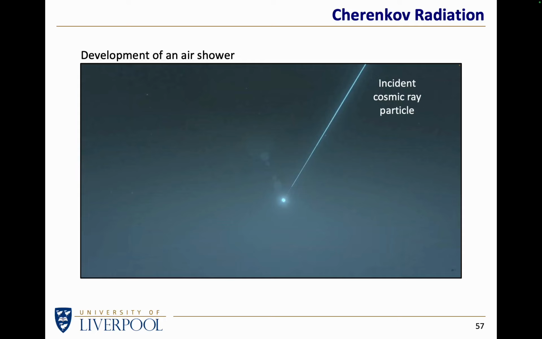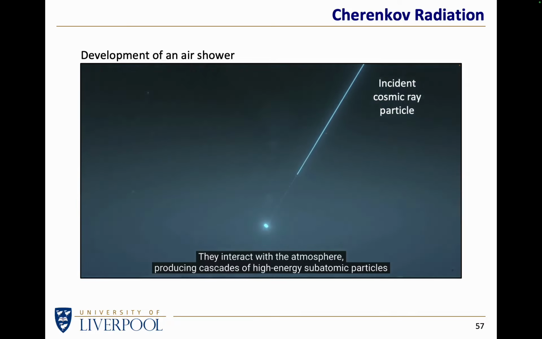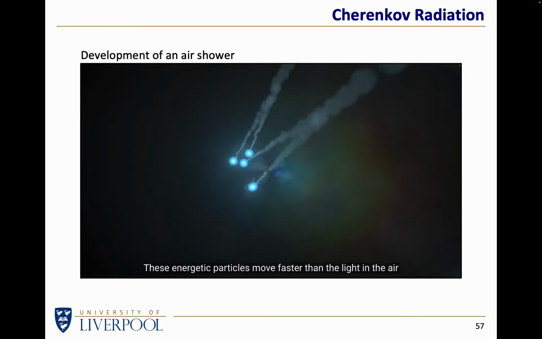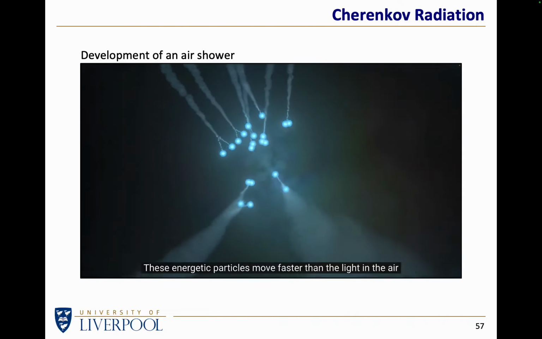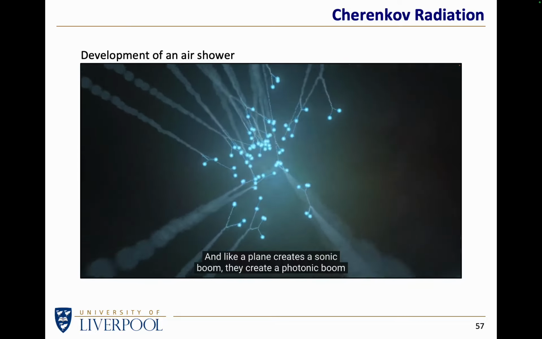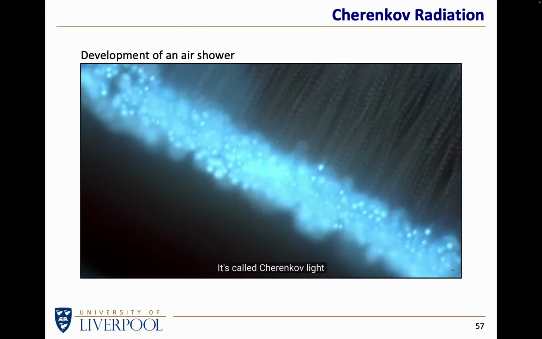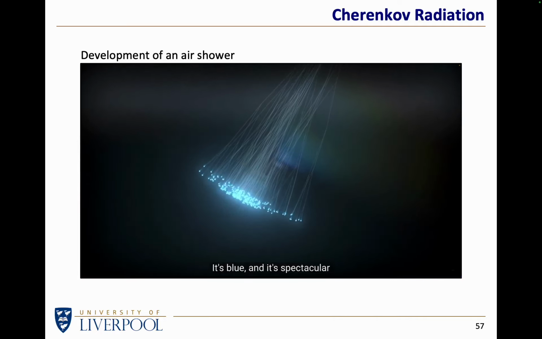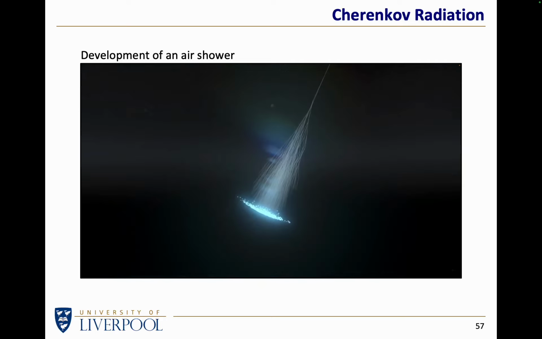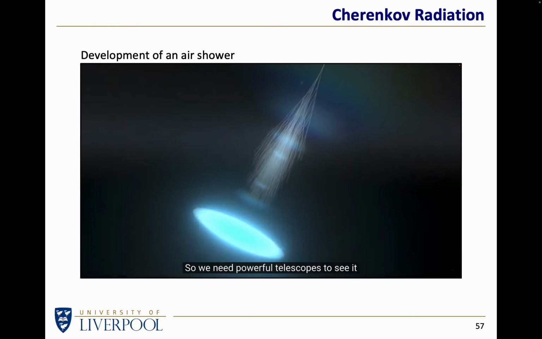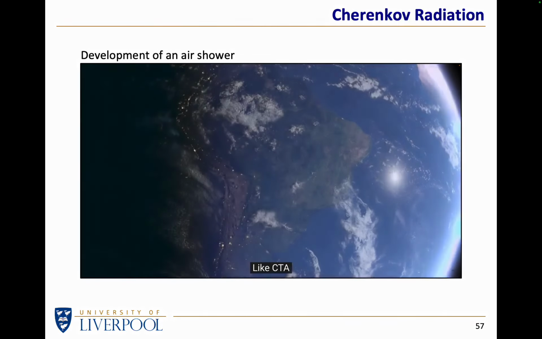So regardless of whether you're traveling through water or through air, you can see this type of radiation. It's called Cherenkov radiation. If we imagine what happens when a hypothetical cosmic ray particle comes in and hits the top of the atmosphere, this is what happens next. The particles can travel faster than light can travel in the air, and you get a photonic boom. It's a blue flash of light, Cherenkov radiation or Cherenkov light. But it is just a flash, a billionth of a second or so.